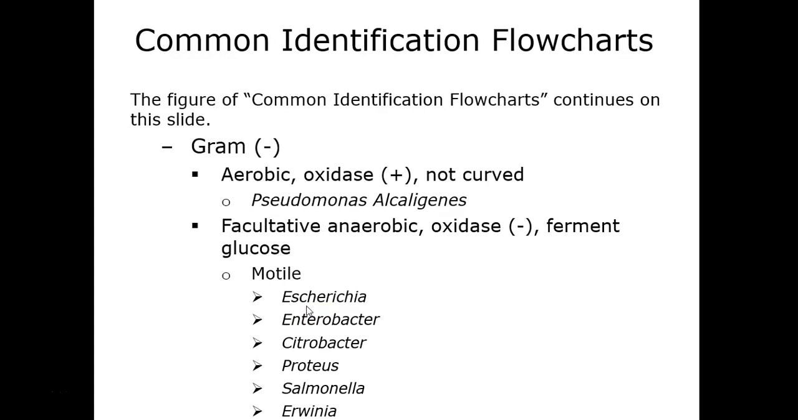And then obviously we can break down the gram negatives by whether they're aerobic or facultative anaerobes. And even further, if they ferment glucose, then we know we're in one of those groups like E. coli or Enterobacter.